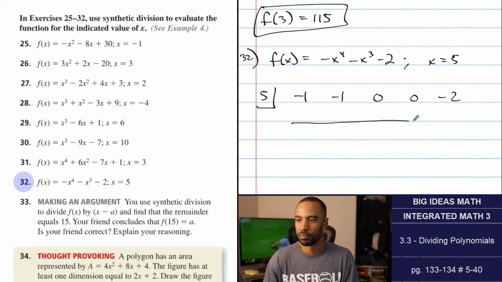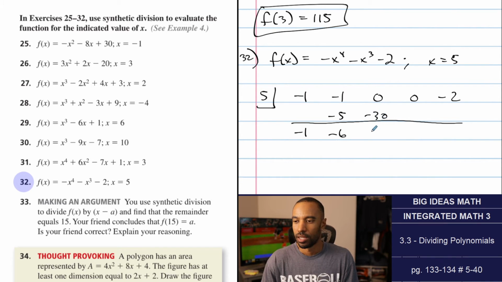So multiply. Bring it down, multiply. Bring it down, multiply. Not bring it down, add. Add, multiply. Add, multiply. And add.